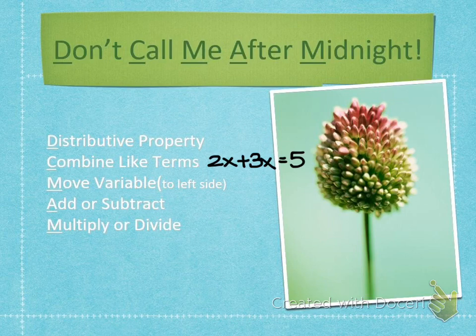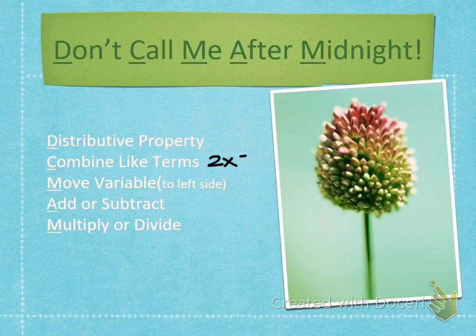Yes or no? Class, yes or no? Yeah, 2x plus 3x, that's on the same side of the equal sign, so we can combine them. All right, but what if I had 2x equals 3x plus 5? Do I have like terms on the same side of the equal sign? No. So in this problem, I would skip that step because I'm combining like terms that are on the same side of the equal sign.